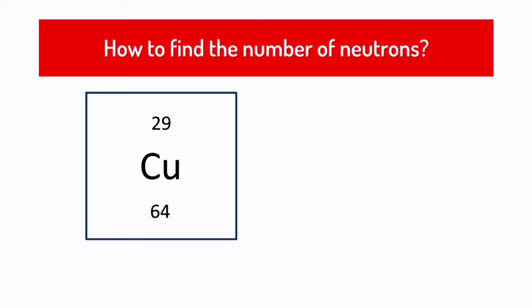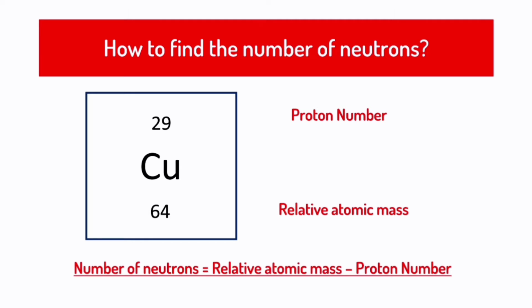So how do you find the number of neutrons? There are two important numbers you have to know in the periodic table. The first one is the proton number, and the second one, the relative atomic mass. So how do you find the number of neutrons? Simply take the relative atomic mass, subtract it with the proton number, and you will get the number of neutrons.